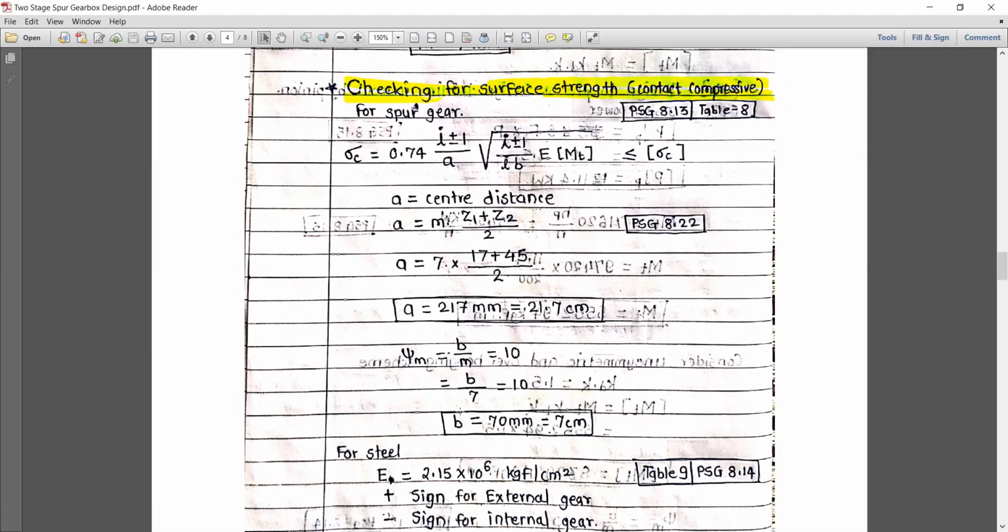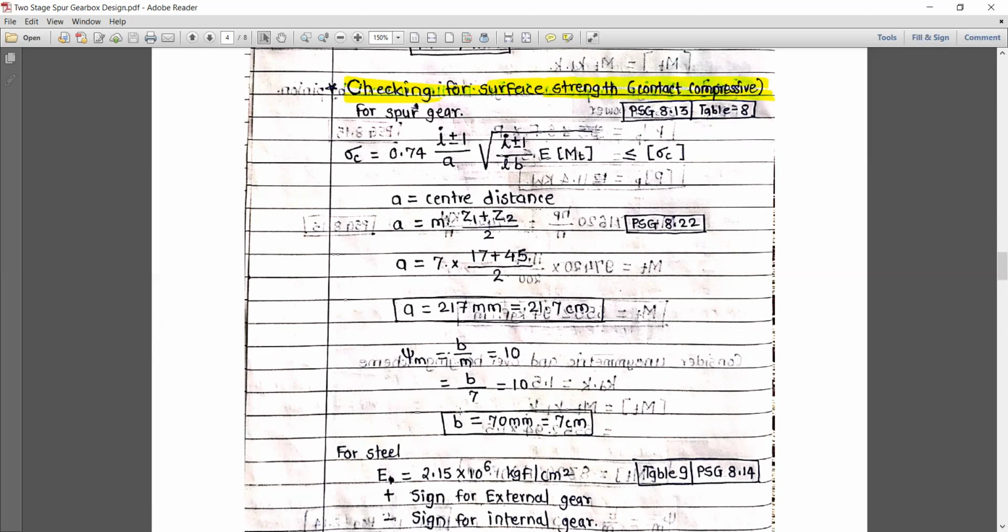Now the unknown things we need to calculate. i, we know that. b, also we have an empirical relation of psi. E, we can find out. So let's start with a. a is nothing but the center distance. a is equal to m (z1 plus z2) divided by 2, that is 7 multiplied by (17 plus 45) divided by 2. What do we get? a is equal to 21.7 centimeter.